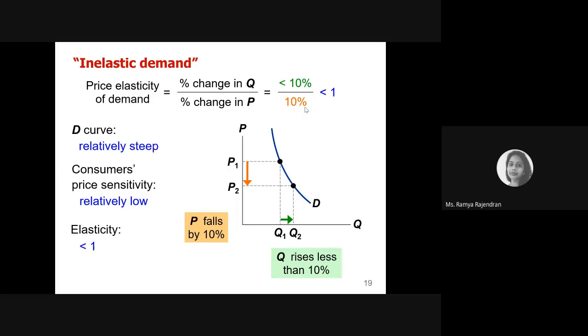Okay, if the price changes by 10% and the quantity changes by less than 10%, here the elasticity is less than 1. So when it is less than 1, we call it an inelastic demand. That previous one was a perfectly inelastic demand. Here it is just an inelastic demand. Here the elasticity is less than 1.